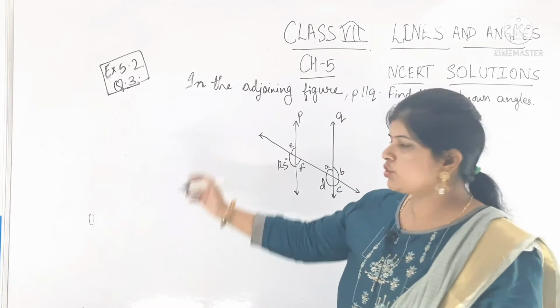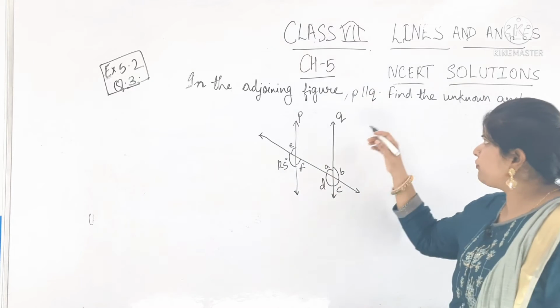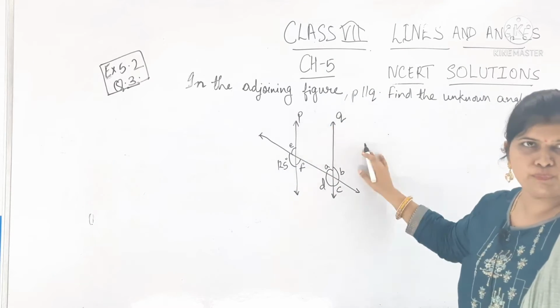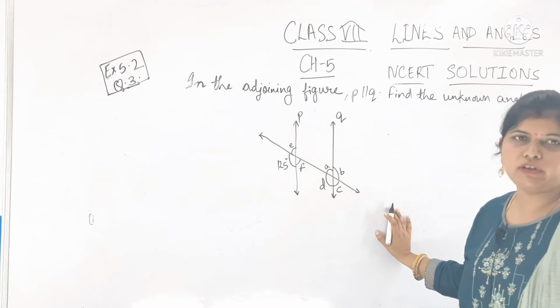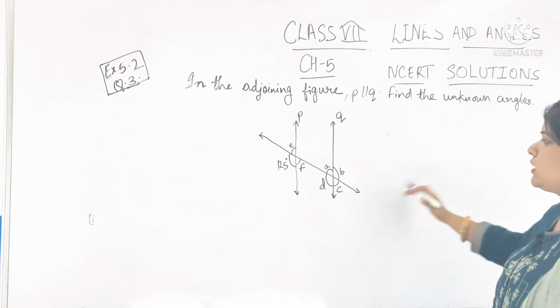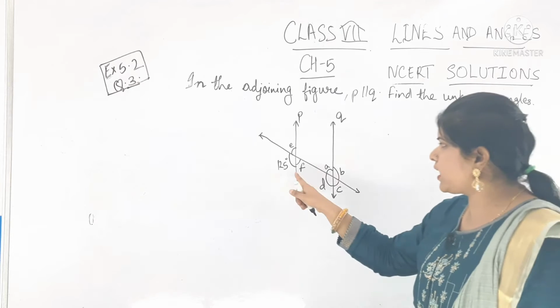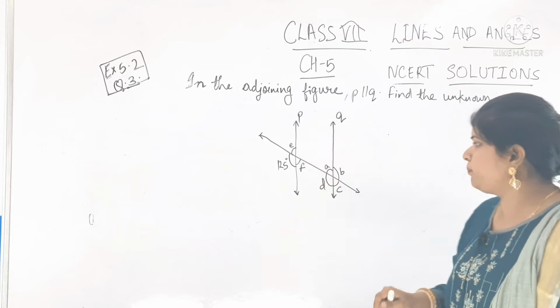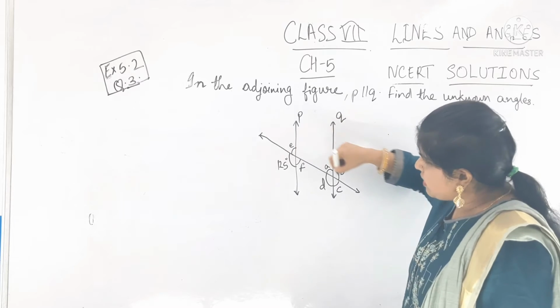Okay students, next question is question number 3. In the adjoining figure, P parallel to Q. Okay, so this line is a transversal, that is cutting these parallel lines. So you have to find the unknown angles. This angle is given as 125 degree. Okay, so this is the transversal.